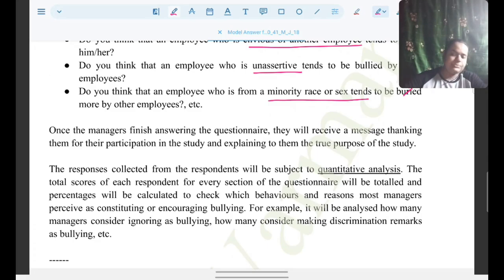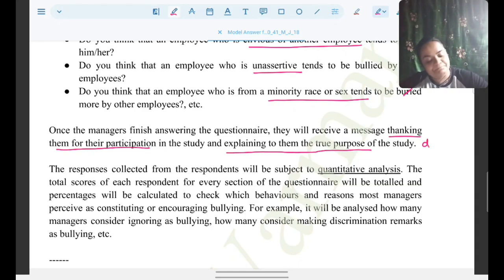Even before that though, logically flowing with the question, I have included some more ethical issues which come at this point. So first, let's look at another ethical guideline that we need to follow. Once the managers finish answering the question, they will receive a message thanking them for their participation in the study and explaining to them the true purpose of the study. This is where I'm following the ethical guideline of debriefing. Because they're answering online, I cannot visit them personally. Neither would I like to call them for a meeting. I'm sure they don't have time for these things.